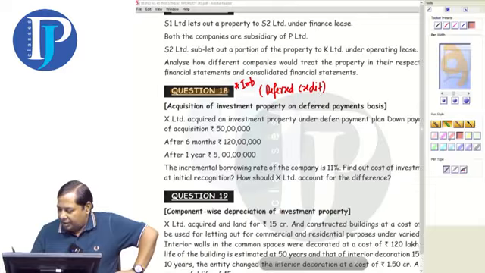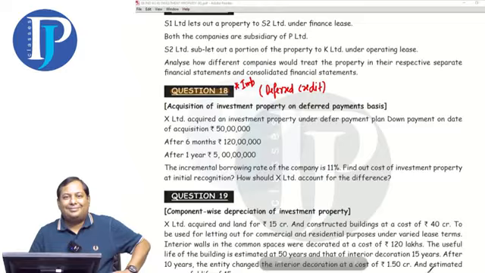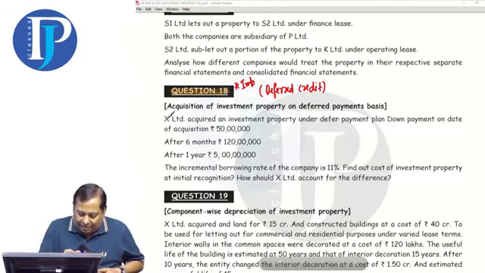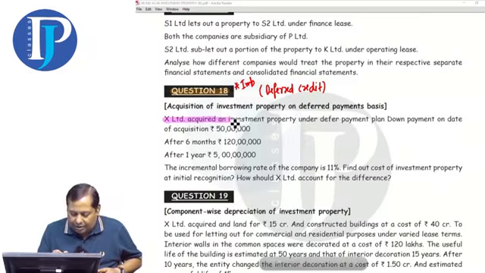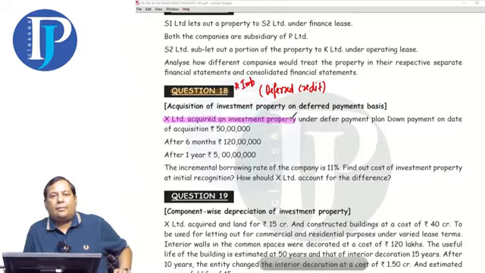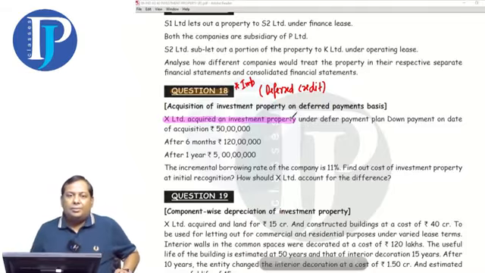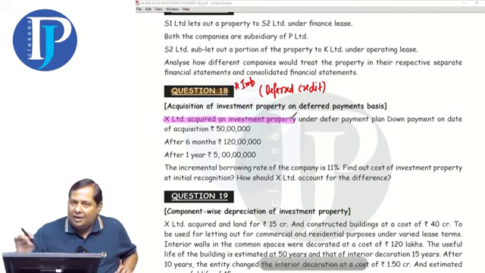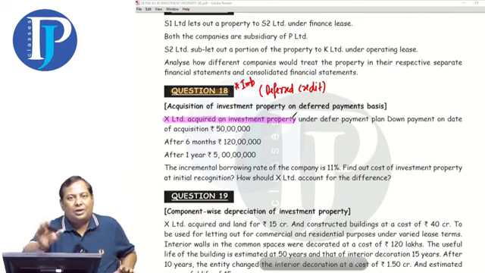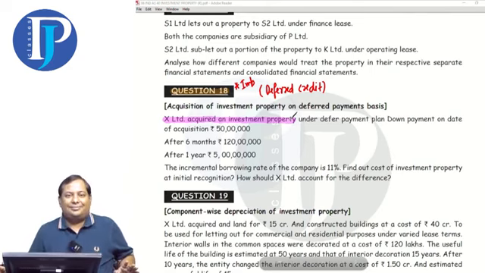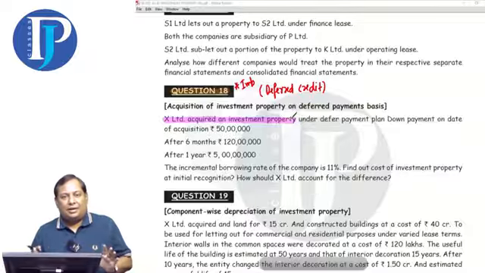Question number 18, I will read it to you. Okay, students. X Limited acquired an investment property. If any student wants time to read the question, they can pause the video to read the question first, then resume. Someone's note taking is lagging behind and I'm moving ahead. You can pause and take notes. You will all manage the speed easily, I know this.